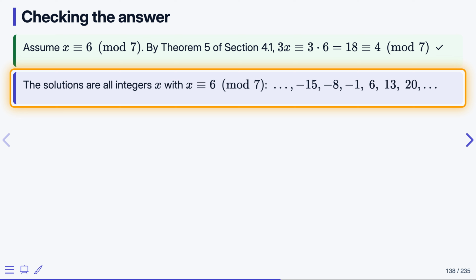The full answer is the whole class: 6, 13, 20, and going the other way, minus 1, minus 8, minus 15, and so on forever.